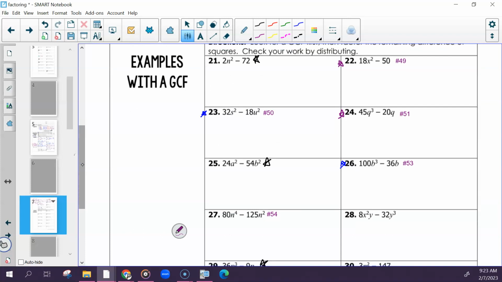So, if you have 2 terms, you can only do one of 2 things. Either take a GCF and see does it factor anymore, or do difference of squares. So you can only do one of those 2 things if you have 2 terms. I would always check with GCF first. So here, do these have anything in common?